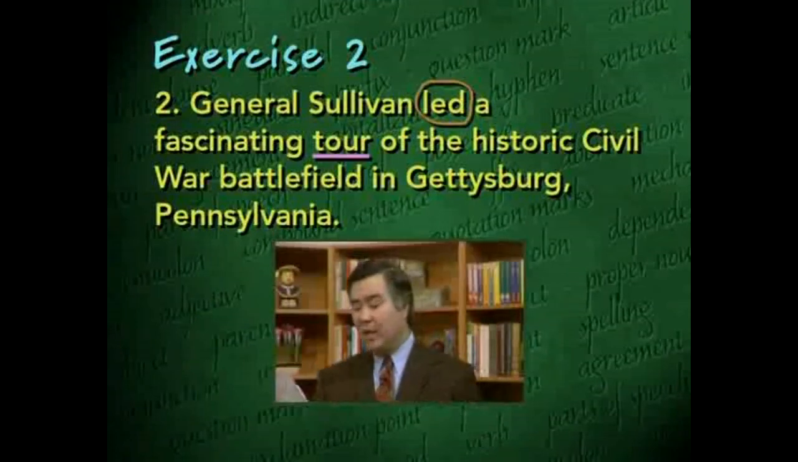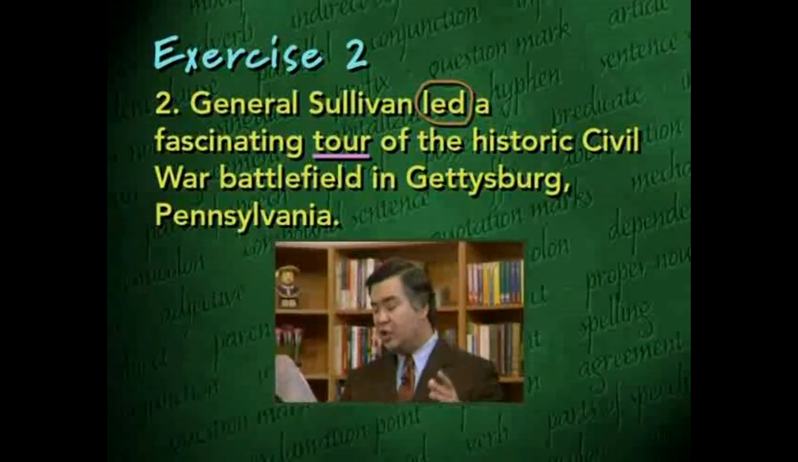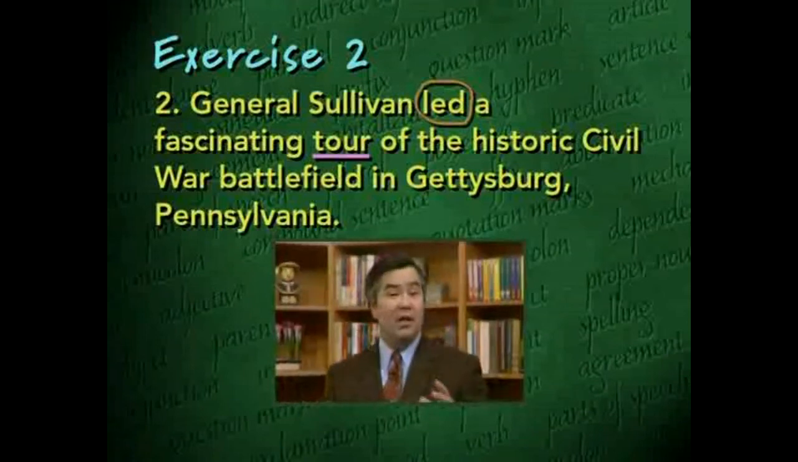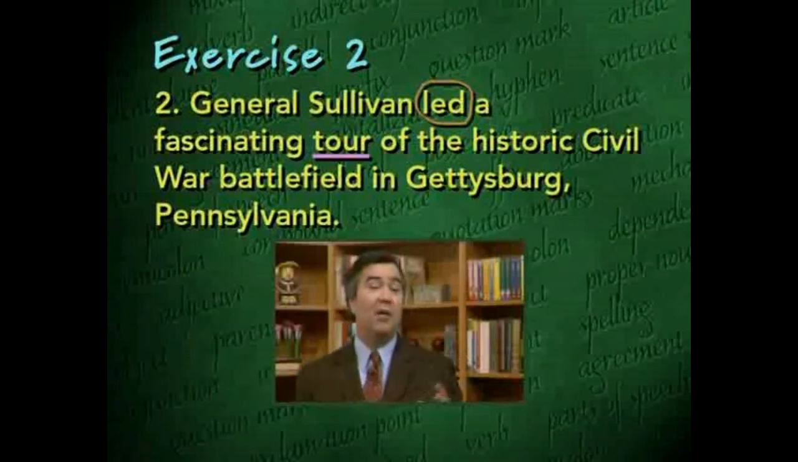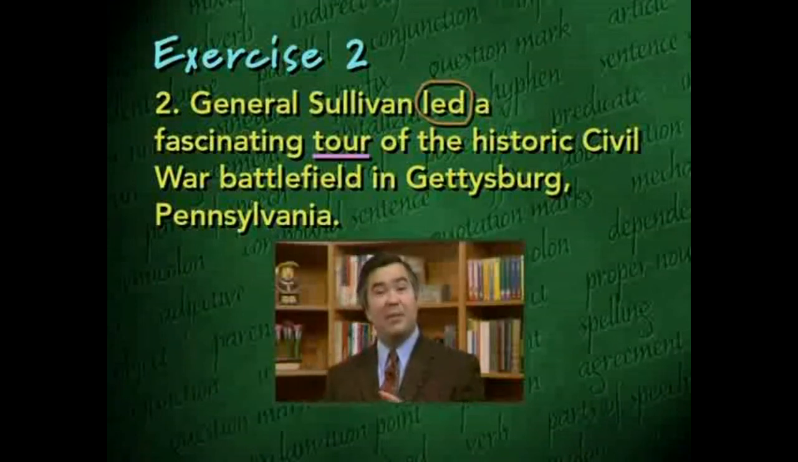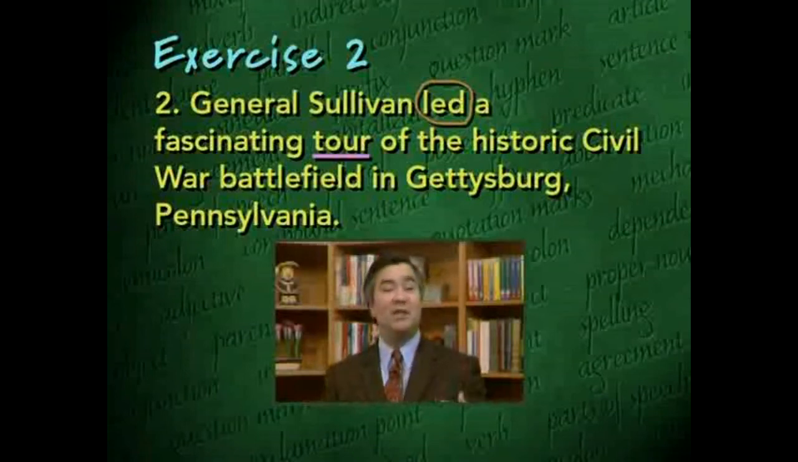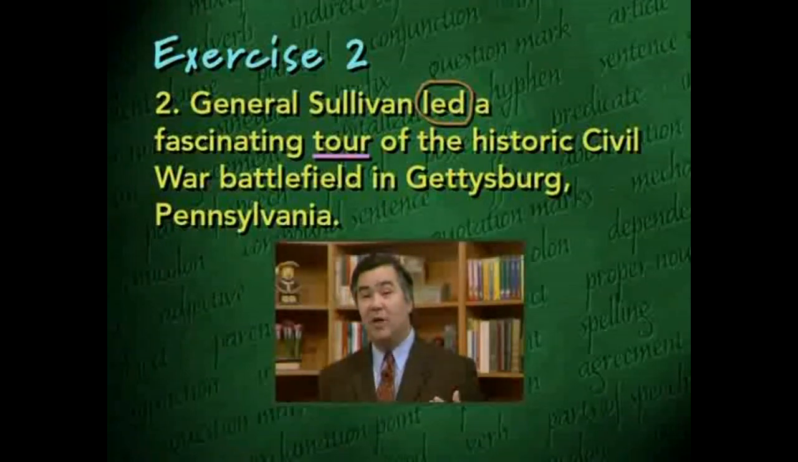What kind of tour was it? It was a tour of the historic Civil War battlefield. And where was that battlefield? In Gettysburg, Pennsylvania. Those two groups of words are prepositional phrases, and the prepositional phrases give more information about the action. They don't receive the action of the verb directly.